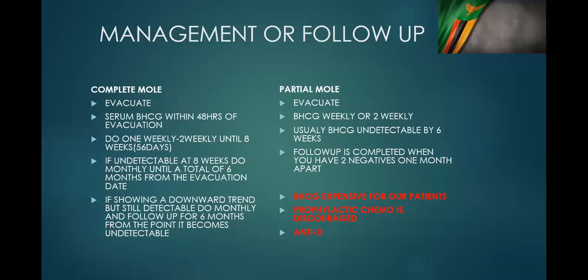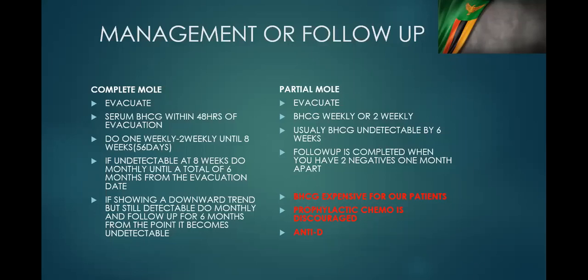So that is a very important point. So you are doing your beta HCGs, they become negative or undetectable. In a case of a complete mole, you need to continue monitoring those beta HCG levels 6 months from the point at which the beta HCGs became undetectable. If by 8 weeks they are already undetectable, that's 2 months, then you need to continue doing your beta HCG for 4 more months, which is now a total of 6 months. So at 8 weeks, your beta HCG is undetectable, then you have to continue for 4 more months to make a total of 6 months of follow-up.